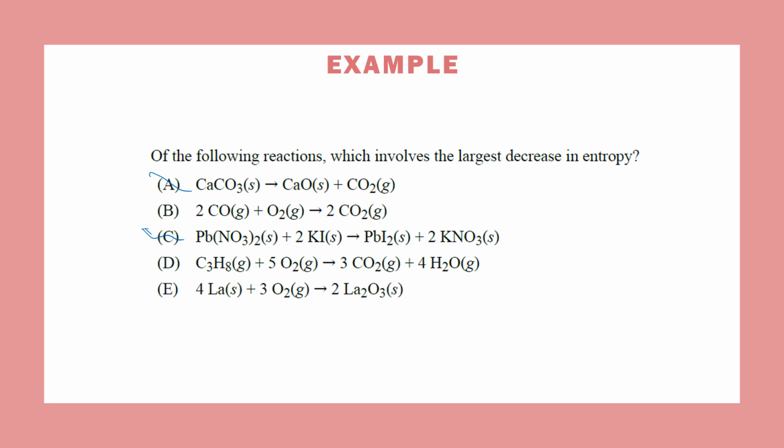It's getting more entropy. And for E, we're going from a solid and a gas and 7 particles to 2 particles of a solid. So I'm going to guess that it is E is the best answer here because you're going from gas to solid, but you're also going from lots of particles down to only 2 particles. So your decrease in entropy there is most likely greater because of that larger difference between the reactants and the products.